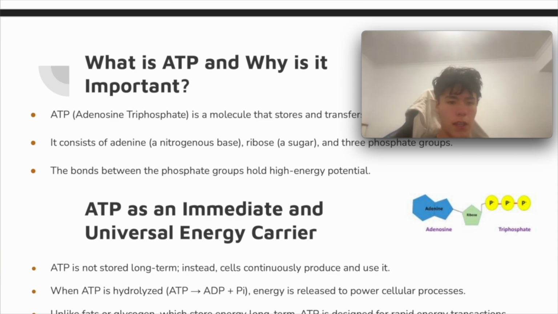So think of ATP like cash in your wallet rather than money in the bank. It's meant to be spent quickly. Cells don't hoard ATP. They produce and consume it on demand, ensuring efficient energy transfer. Unlike stored energy like fats, ATP is always in motion, facilitating countless reactions every second.